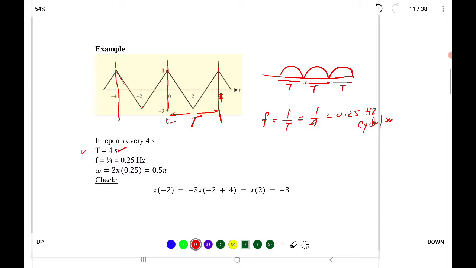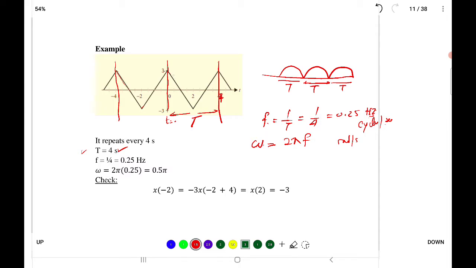Okay. You can find the angular frequency. Both are frequency, but this is cycles per second, in hertz, and this one is radians per second. How do you get it? You just take this f and multiply by 2 pi. You get it in radians per second. Okay, so that's how. How can you check that this is true? You can verify it. Yes, you can check.